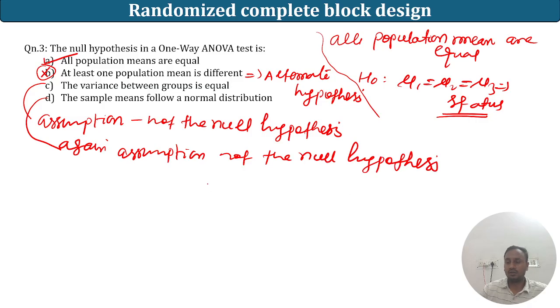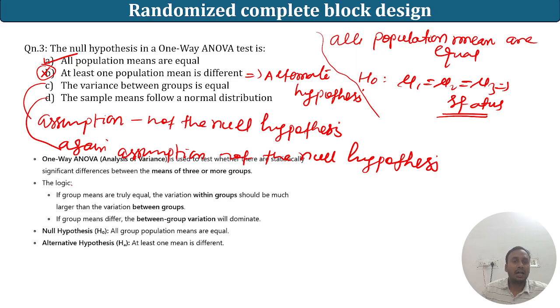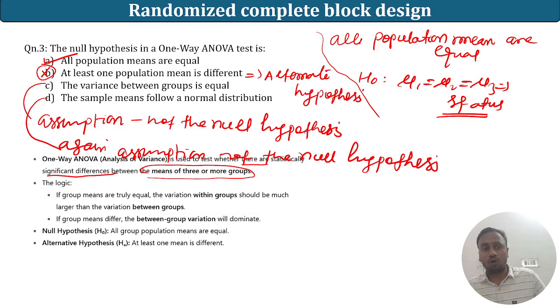null hypothesis. Okay. So one way ANOVA is used to test whether there are statistically significant differences between the means of three or more groups. If we have two groups, then we can go for the t-test, chi-square test, and so on. If the group means are truly equal, the variation within the group and between the groups should be similar. If group means differ, the between group variation will be dominant.